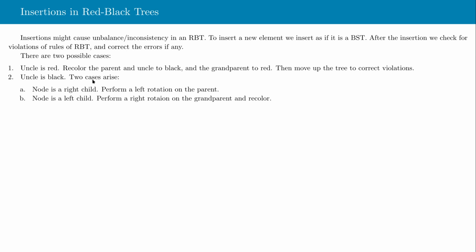If uncle is black, then there are two subcases. If the node is a right child, then you perform a left rotation on the parent. If the node is a left child, then we perform a right rotation on the grandparent and recolor.